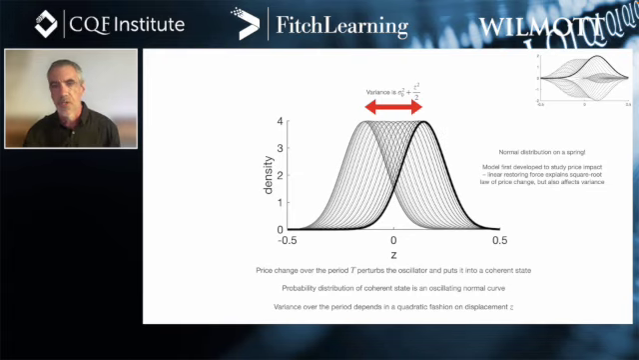A price change over the period t perturbs the oscillator and puts it into what's known as a coherent state, and the corresponding probability distribution is an oscillating normal curve. So you can think of a normal curve on a spring, bouncing back and forth. This model was first developed to study price impact, so that linear restoring force is what explains the square root law of price change, but it also affects the variance, and over a period this depends in a quadratic fashion on the displacement z.